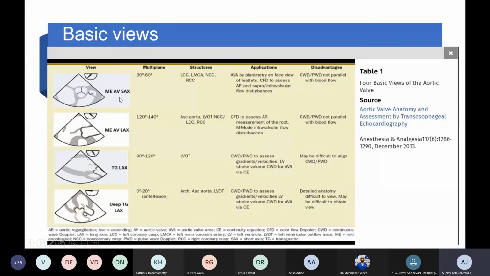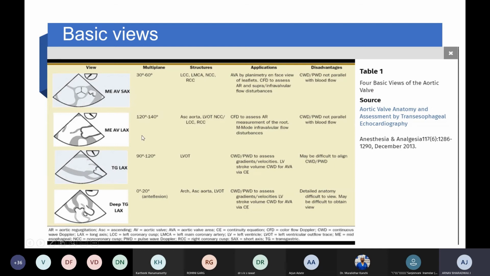Mid-esophageal aortic valve short axis view is obtained when the probe is in the mid-esophagus. The multiplane angle is about 30 to 60 degrees. The structures we see here are the three cusps of the aortic valve, that is left coronary cusp, right coronary cusp, and non-coronary cusp. And we can see the coronary arteries also, the left main coronary artery. The application here: we can measure the aortic valve area by planimetry and also assess AR by looking at the color flow Doppler. The limitation of this view is we cannot align the continuous wave Doppler or pulse wave Doppler to get the measurements.